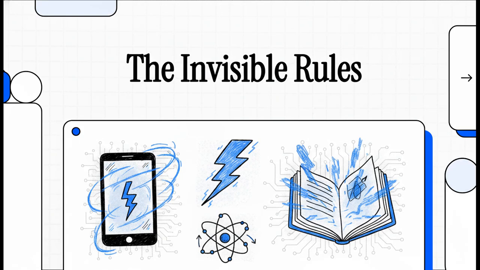Our whole world is running on a set of rules we can't even see. I mean, think about it. From the phone in your pocket to a bolt of lightning, it's all governed by these invisible forces. So today, let's pull back the curtain and take a look at the secret rule book for electricity.